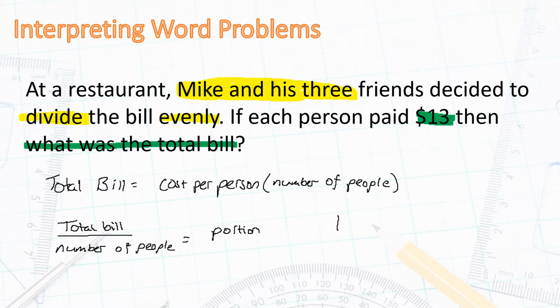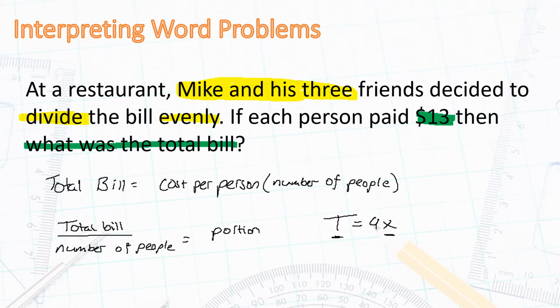I'm going to use T for total. Total is equal to cost per person. So we've got X can be my cost per person, and then we've got 4 people paying into this bill, so 4X. At the moment, we've got 2 variables, the total and the cost per person. So this would be my initial equation.